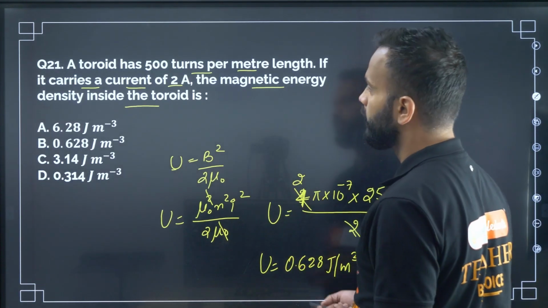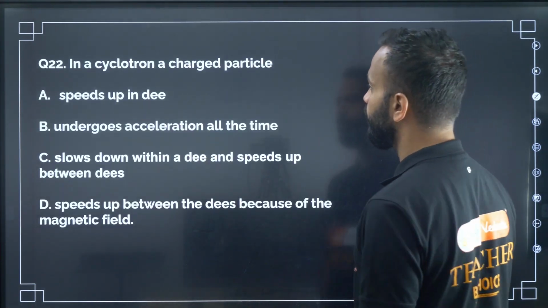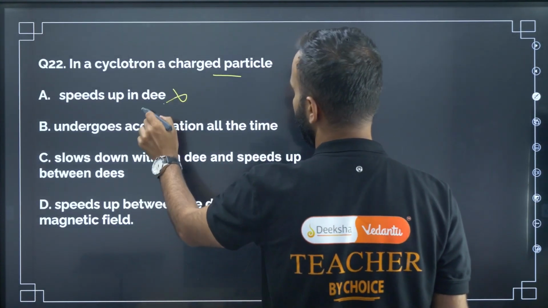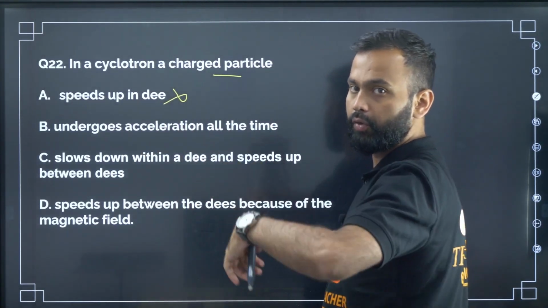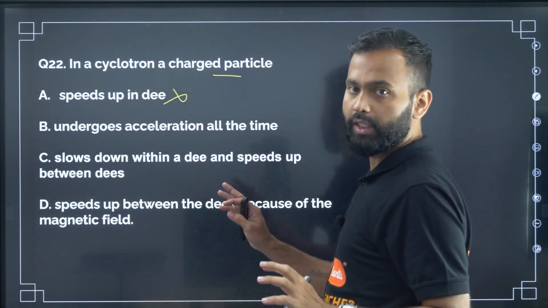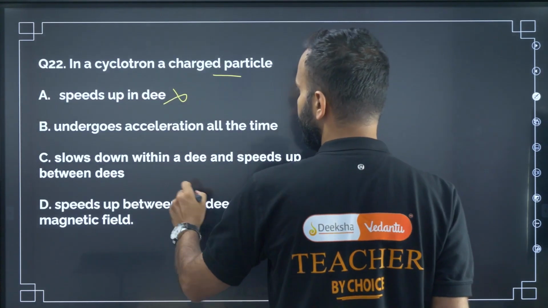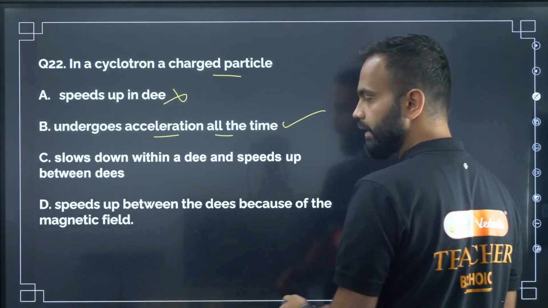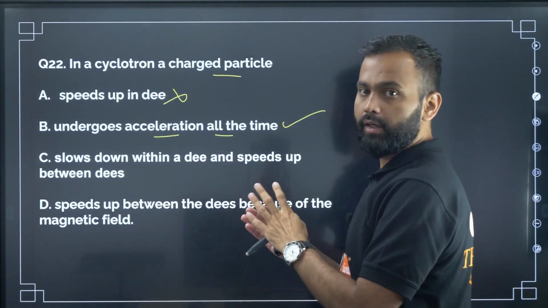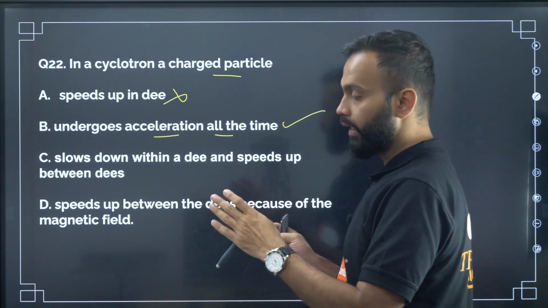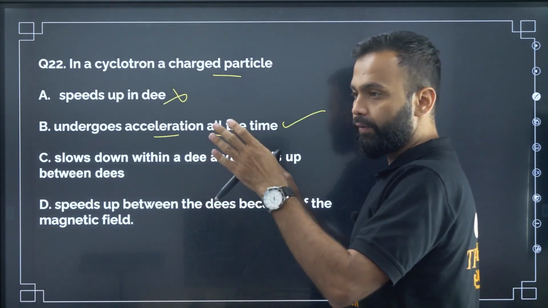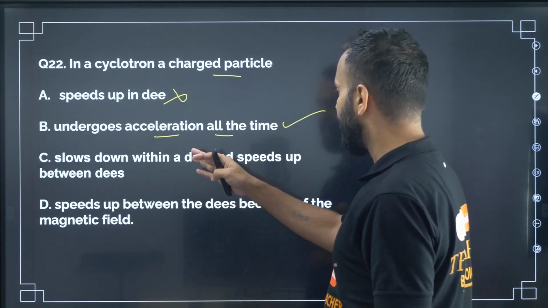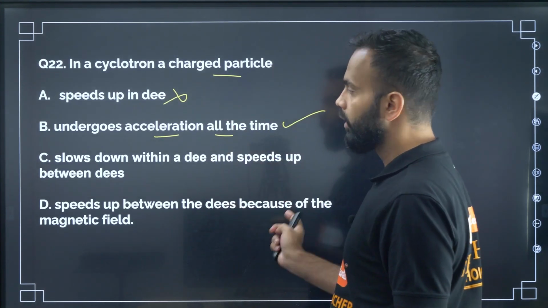Next question, question number 22. In a cyclotron, the charged particle speeds up in the D's. Wrong. The charged particle takes a circular path, but the speed of the charged particle is the same in the D's. Undergoes acceleration all the time. Correct, it undergoes acceleration all the time, right? Whenever it exits from the D's, and whenever the charged particle enters into the gap between the D's, it accelerates. So it accelerates all the time.